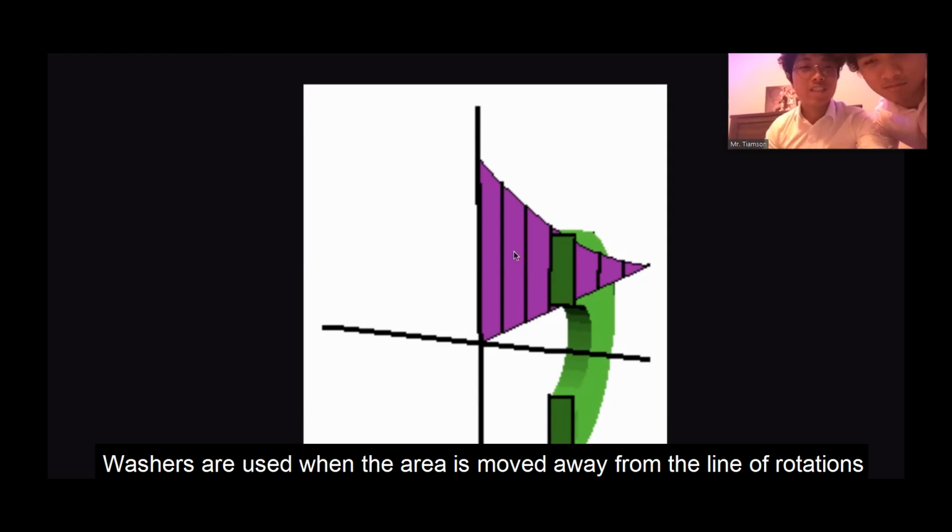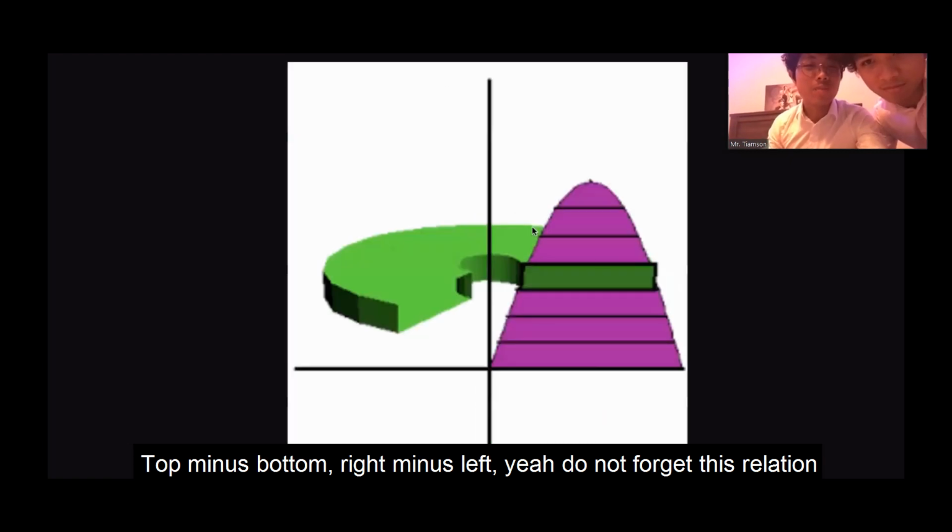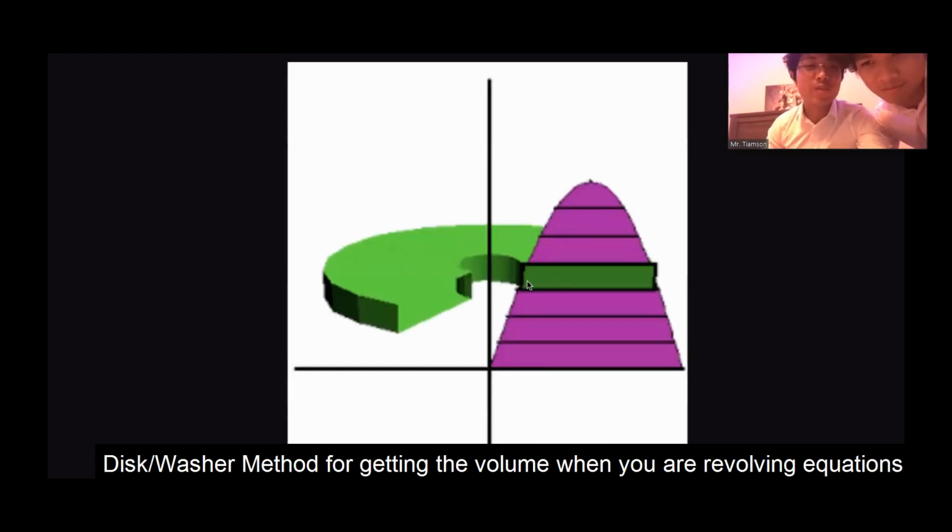Washers are used when the area is moved away from the line of rotation. Calculate both the big R and little r, subtracting the two integrations. Top minus bottom or right minus left, do not forget this relation. This is the washer method for getting the volume when you are revolving equations.